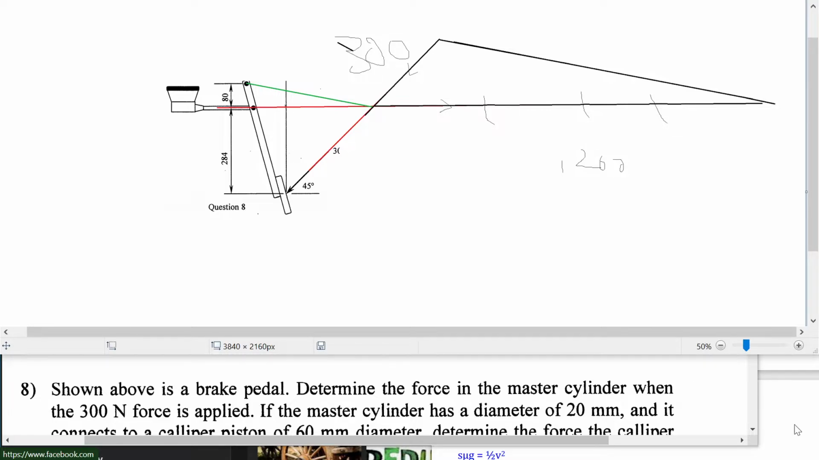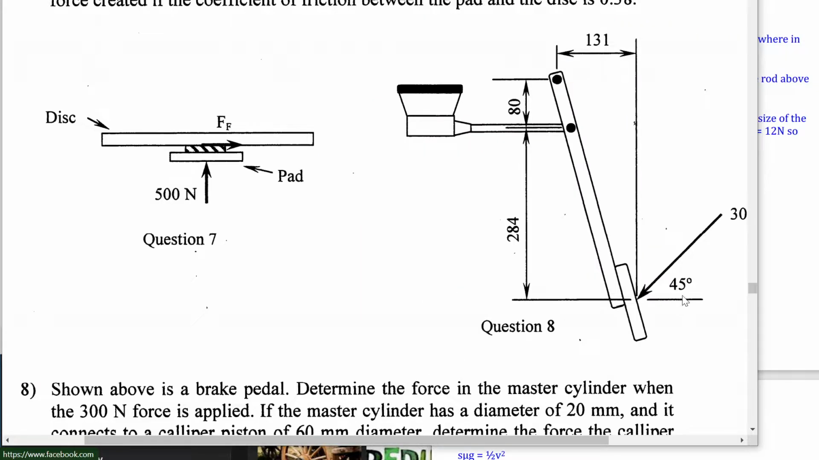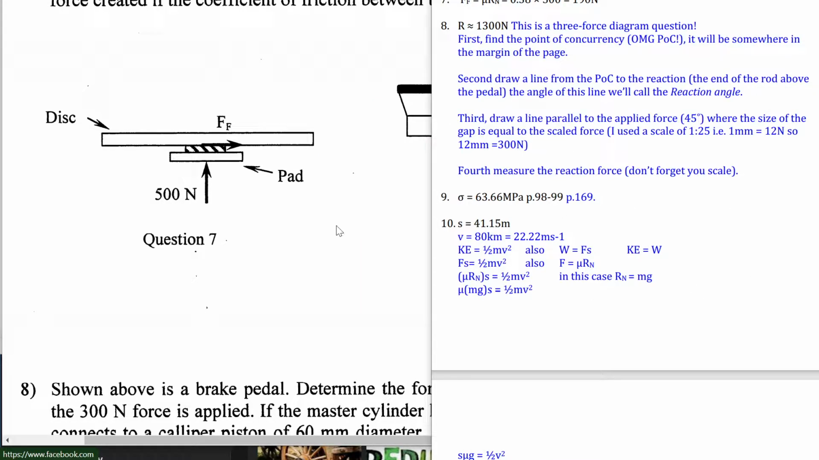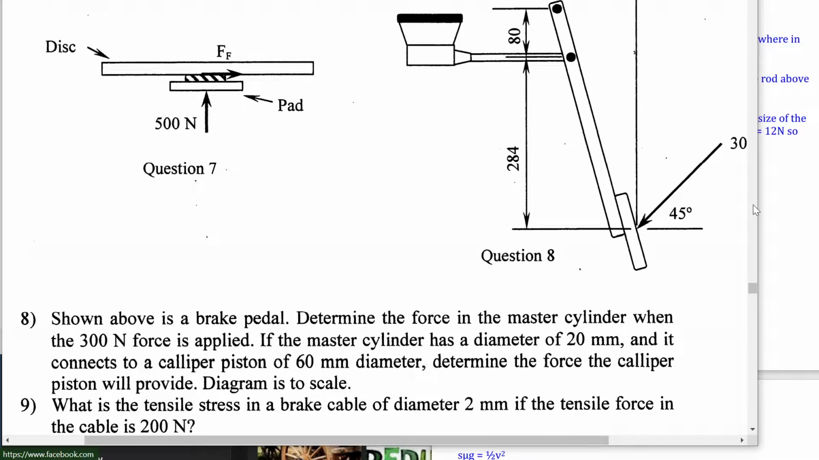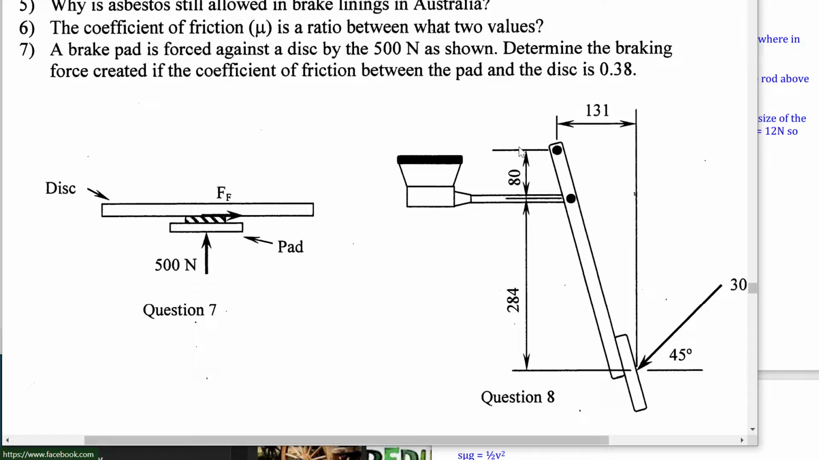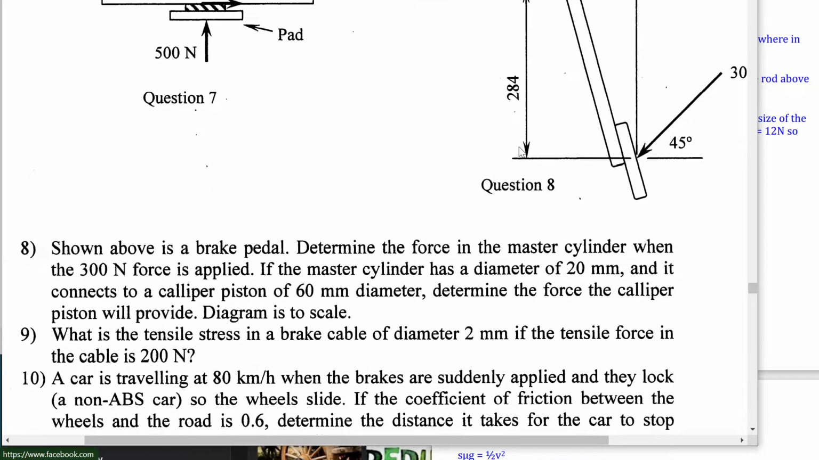There are analytical solutions. Okay, so for question 8, this is a 3-force method question. First, you find the point of concurrency. Second, draw the line. Third, draw the line parallel. I said it was 1200, 1300 is pretty close. That was me eyeballing. So that's the reaction force, this force here that's pushing back.